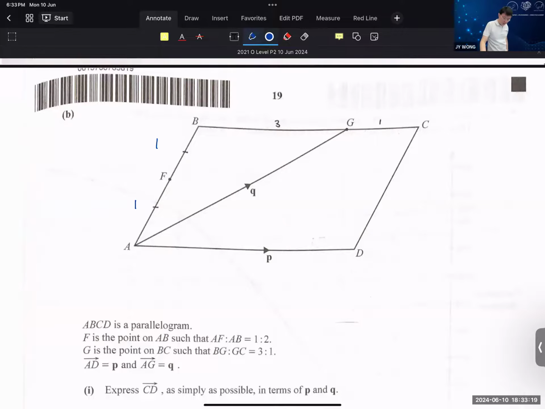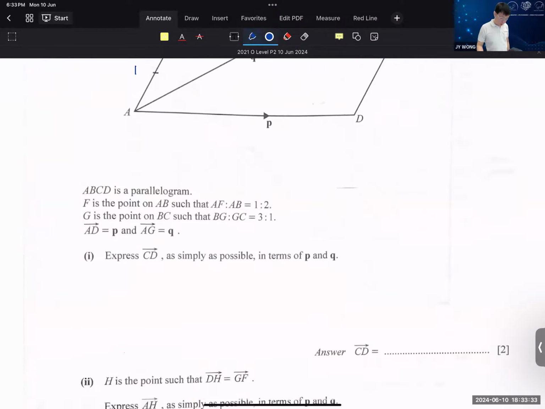Then G is such that BG to GC is 3 to 1. So the total is 4. AD is vector P, AG is vector Q. Express CD as simply as possible in terms of P and Q.